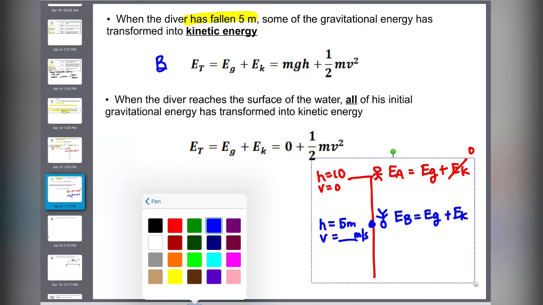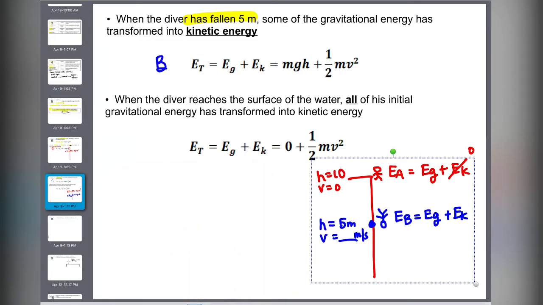And then the story goes on. He has reached the surface of the water. So he is now, I'm going to call this situation C. He's now right at the surface of the water. Okay, so the height is now 0, right? Because he's at the lowest point. We always have the reference point to the question as being the lowest point.